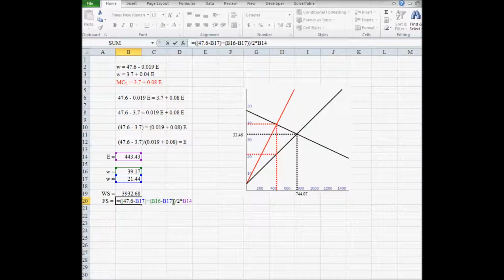Firm surplus is the average. This right here is the average of this height and this height. So 47.6 minus B17 is the difference between this value and that value. B16 minus B17 is the difference between this value and that value. We average them and then multiply that average height by the width of the trapezoid, which is the employment level for the monopsonist. And we get a firm surplus of 9,733.38.